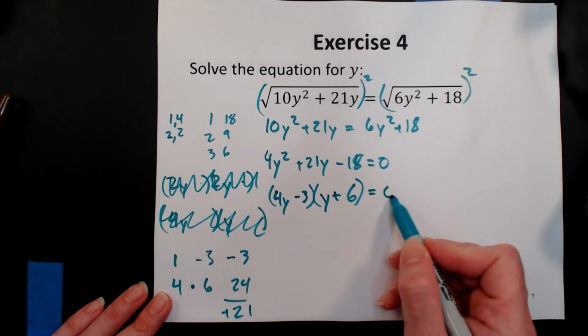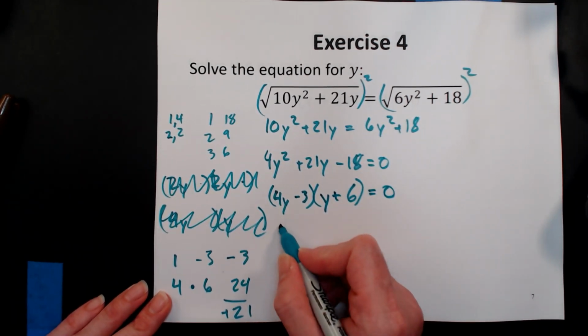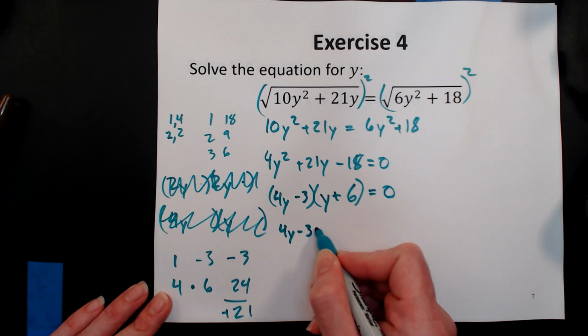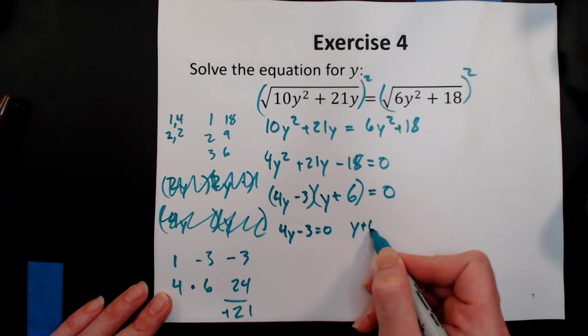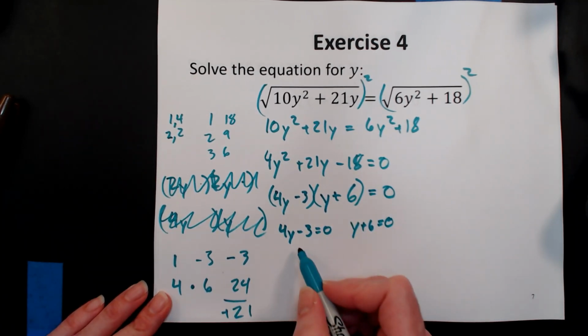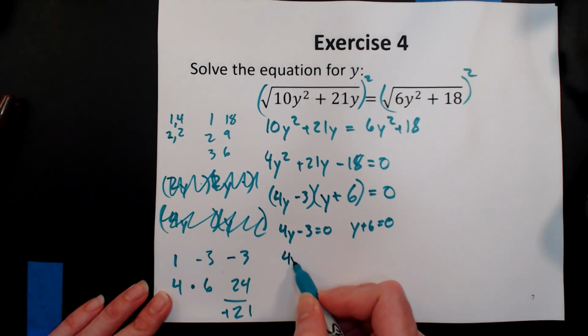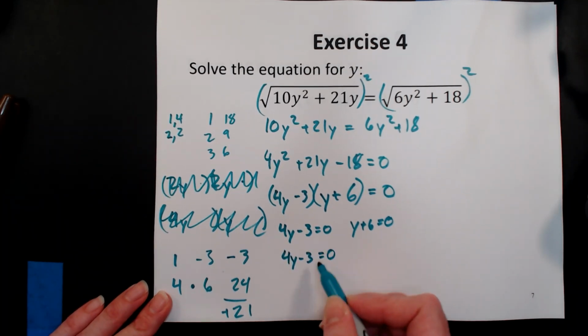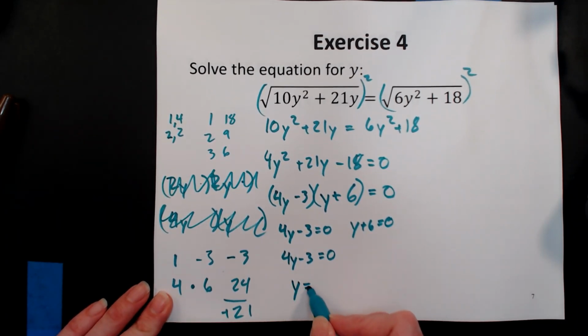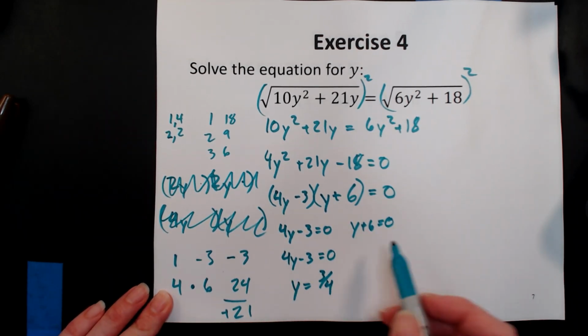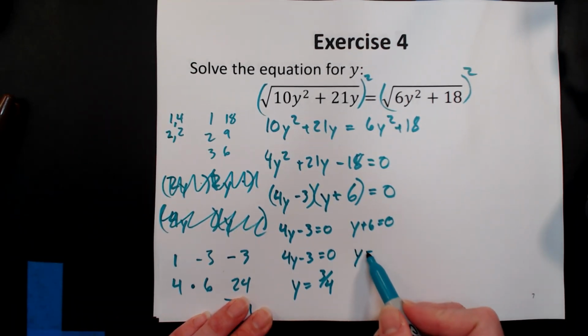6 is positive. So I'm going to set each of these factors equal to 0 and solve. And so that's going to give me 4y minus 3 equals 0, or y equals 3/4. Just do that really quick. And then we have y equals negative 6.